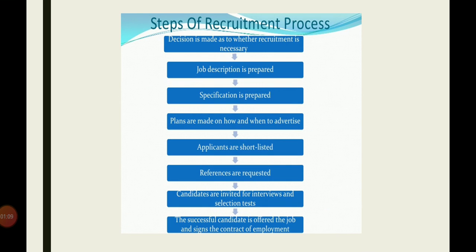So these are the common steps that companies are following for the recruitment process. Some companies may be following some other methods also. So these are the common methods. So let's discuss in detail each and every one of these steps.